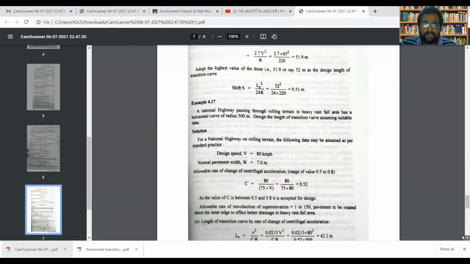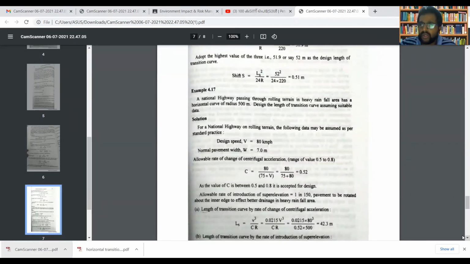There is one more problem. You can note down the problem, and try the solution for yourself. A national highway passing through rolling terrain in heavy rainfall area has a horizontal curve of radius 500 meter. Design the length of transition curve assuming suitable data. What is given? Rolling terrain, heavy rainfall area, and the horizontal curve having a radius of 500 meter. You are asked to find out the length of transition curve. You can assume the suitable data.